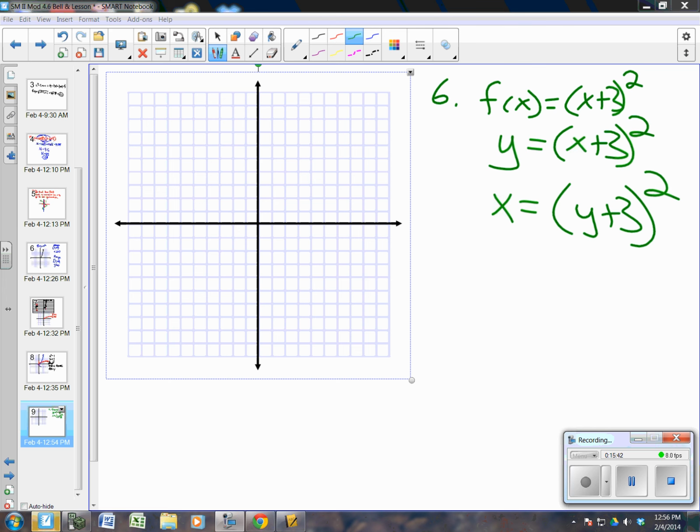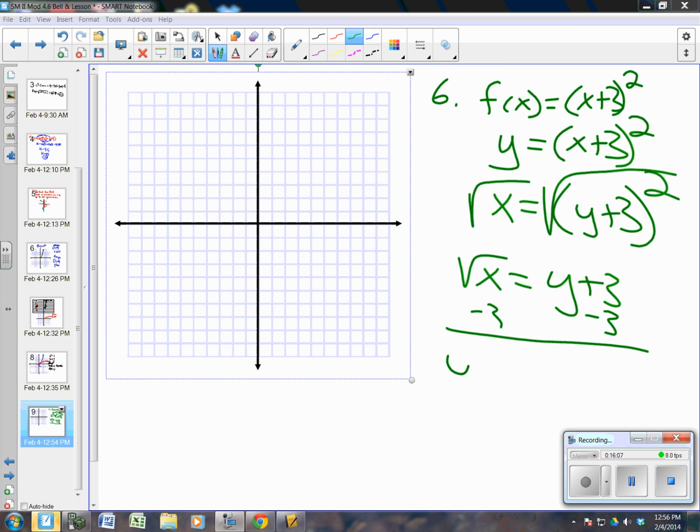Think about it. Probably going to take the square root. That's going to leave the square root of x equals y plus 3. Because remember, taking the square root of y plus 3 squared undoes the square, right? And minus 3. And I get y equals the square root of x, subtract 3.